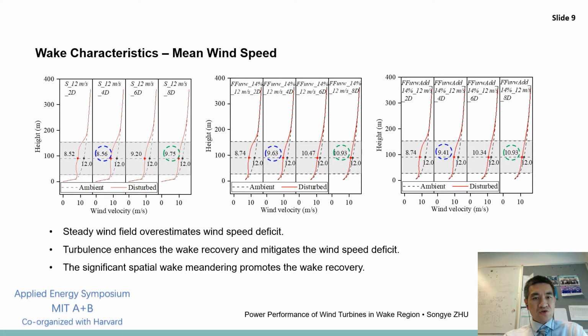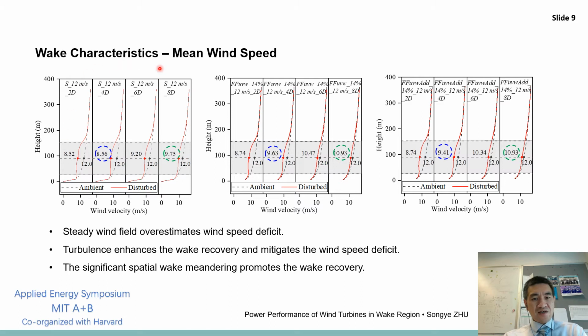This slide shows the mean wind speed profile. The dashed line is seen by WT1. The red line is the mean wind speed seen by WT2. We can clearly see the gap. This is the wind speed deficit induced by the wake effect. Furthermore, with the increasing separation distance from 2D to 8D, we can see this gap becomes smaller. So we can see this wind speed recovery with the increasing separation distance.